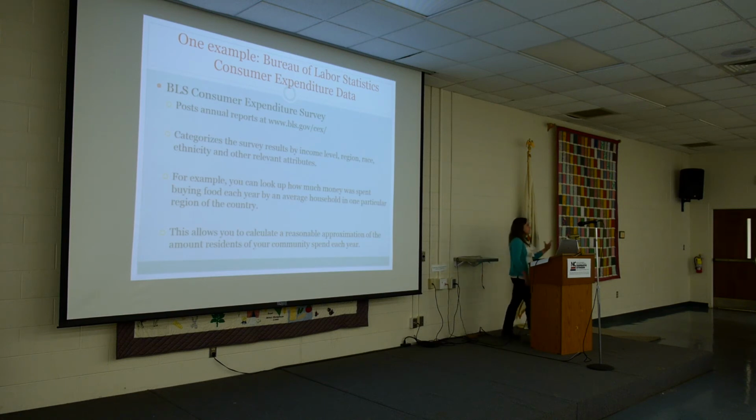So you can see, okay, how does spending differ by income level, consumer spending? What are they spending it on? Are higher income levels buying more steak, and lower income levels buying less meat? Those kind of things. For example, you can look up how much money was spent buying food each year for an average household in one region of the country. And it allows you to calculate a reasonable approximation of the amount residents of your community spend each year, because that can be some important information for you to have. How much do people in my community spend each year on food?